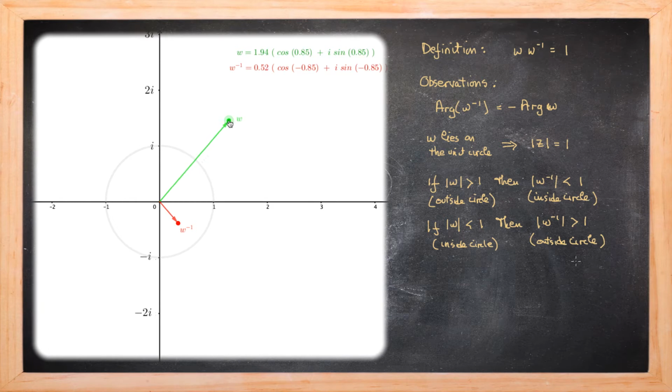And if we choose, say, a modulus of 2 for w, then you can see precisely that the modulus of its reciprocal is 1 over 2. Now if we move up to 3 for the modulus, then you can see that the modulus of the reciprocal is 1 over 3. So the modulus of the reciprocal of w would be 1 over the modulus of w. So let's try and show these things mathematically.